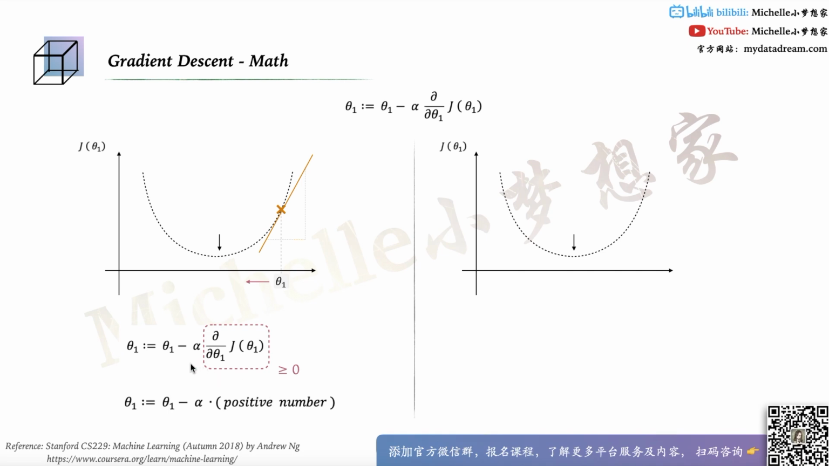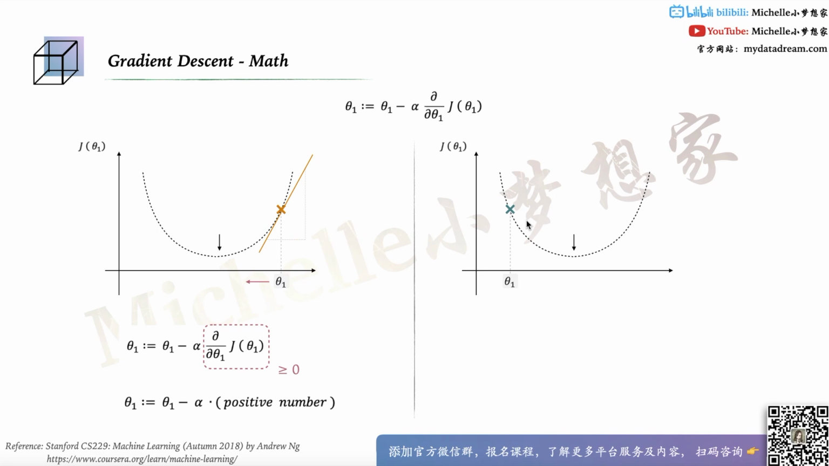Now let's recall our memory of the gradient descent update rule. So here alpha, the learning rate, is positive. A positive learning rate multiplied by a positive slope will result in a positive value. Subtracting this from theta 1 will definitely decrease its value, right? So in simple terms, the parameter moves leftward along the curve.